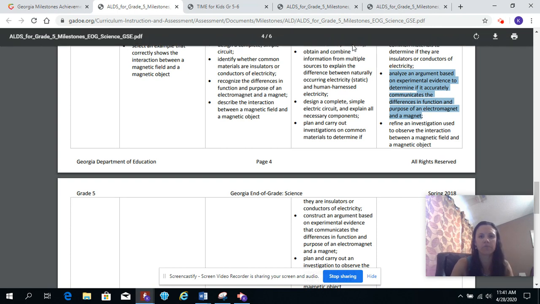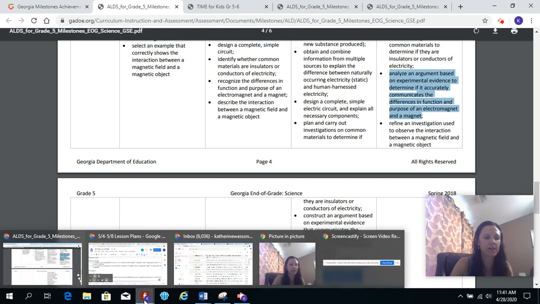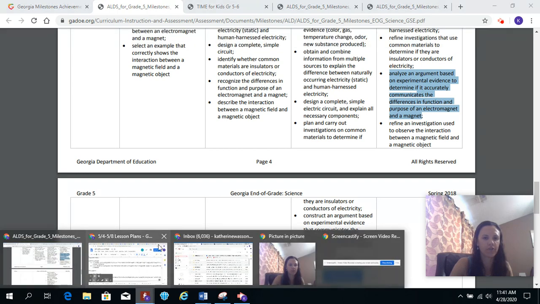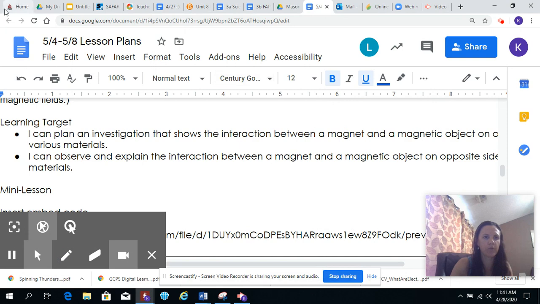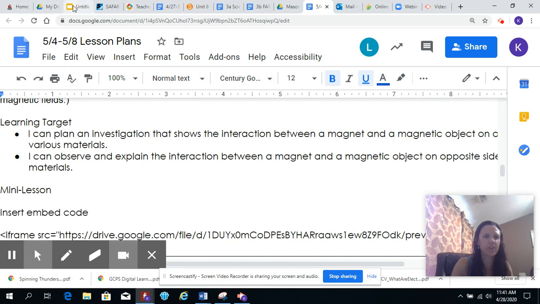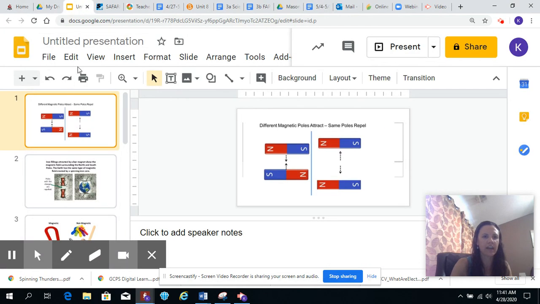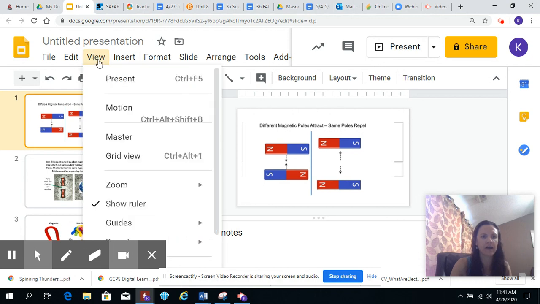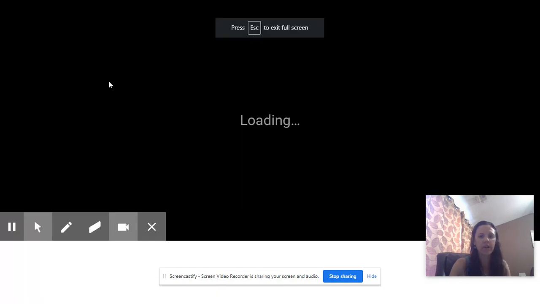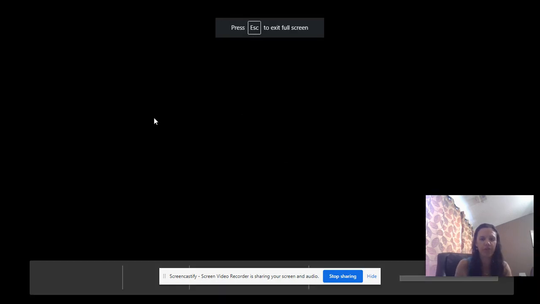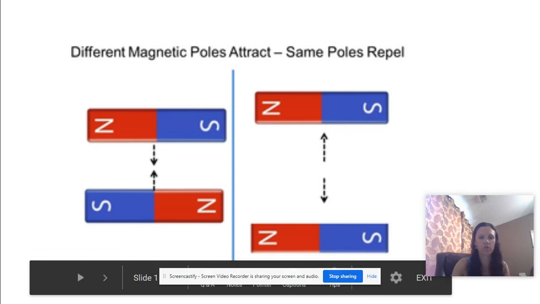a magnetic object. So today, because we've been working on this standard for a while, I thought that we would review some of the information that we've learned. And then after this, I'm going to post a link to a Safari Montage just so that you can fully review. And we'll be taking our assessment tomorrow.